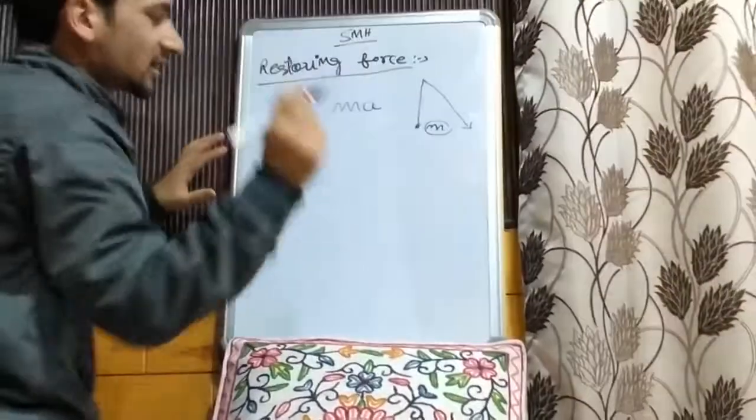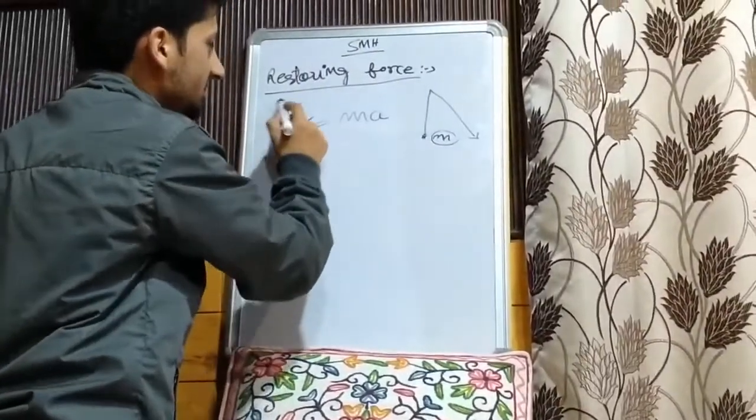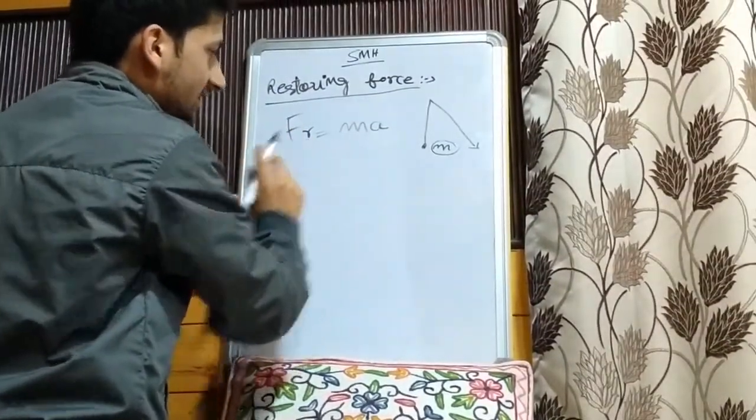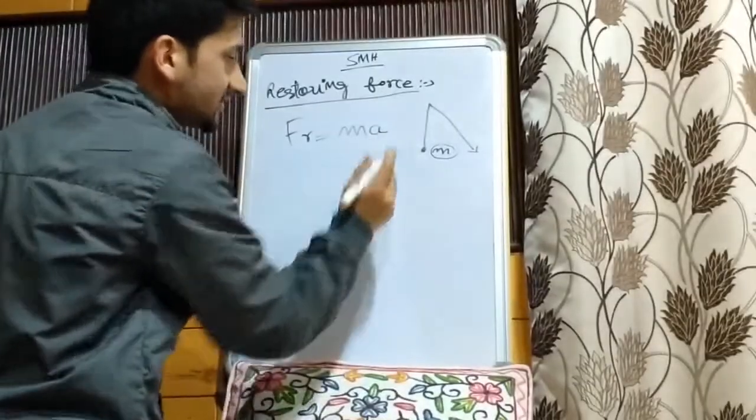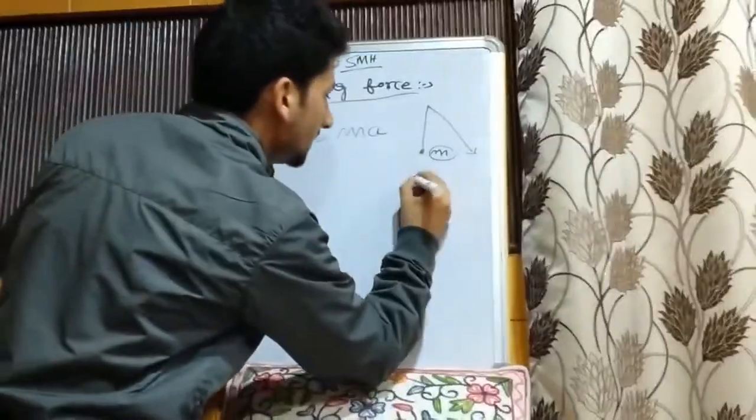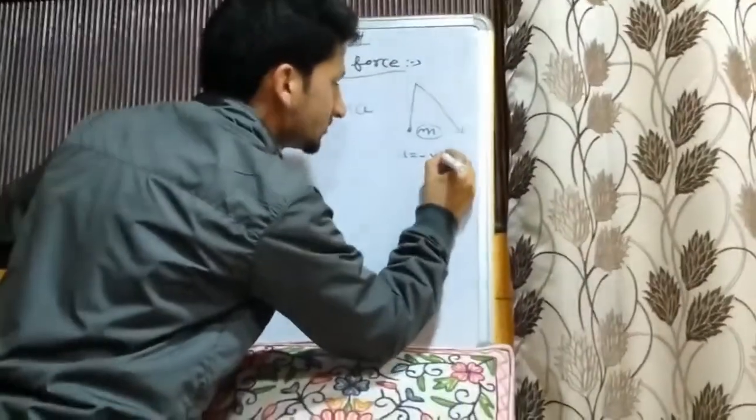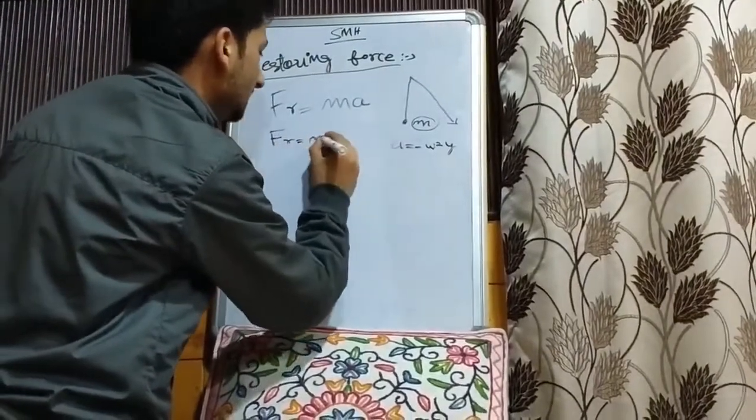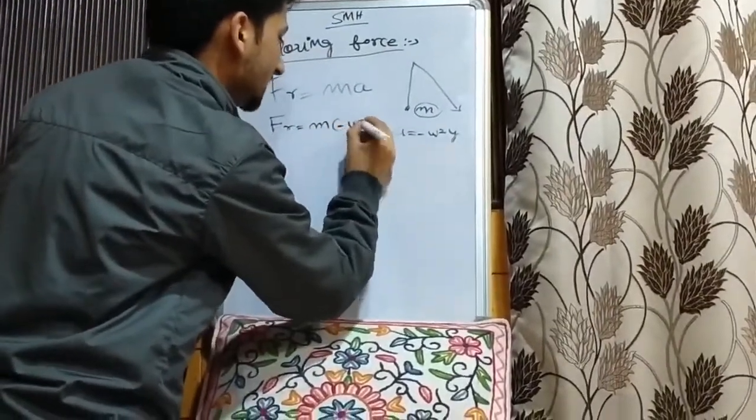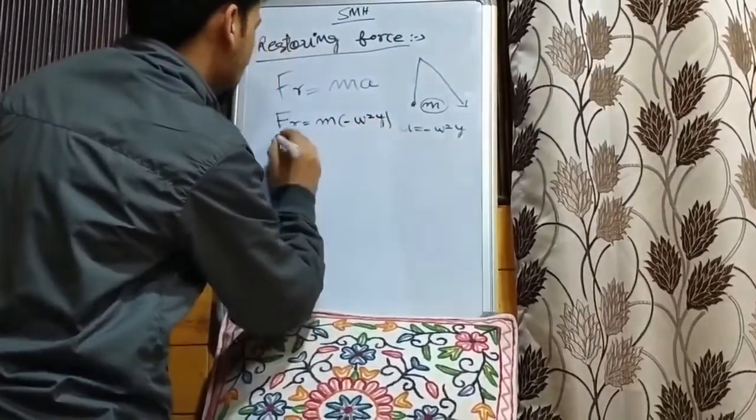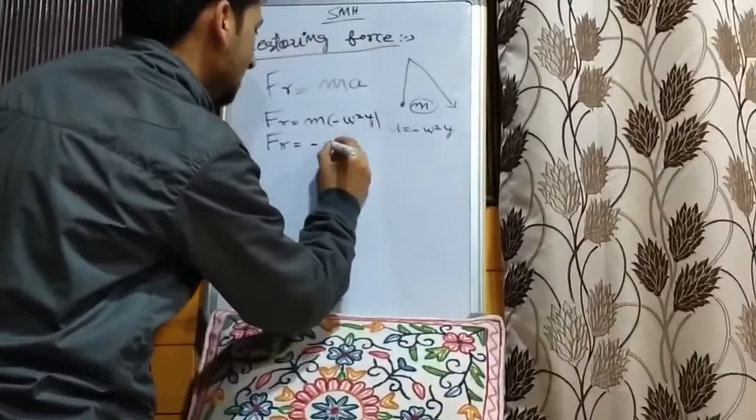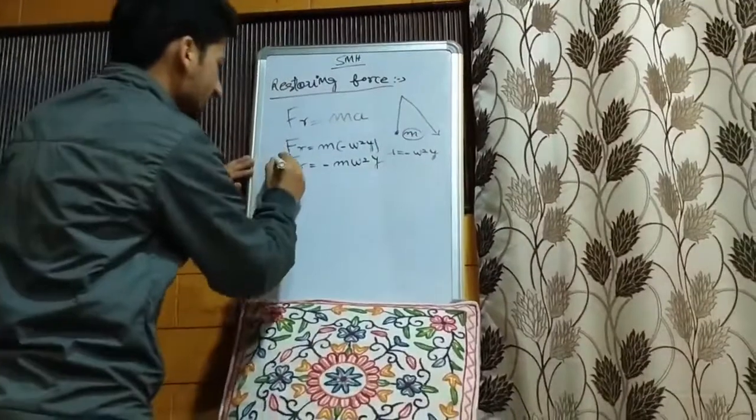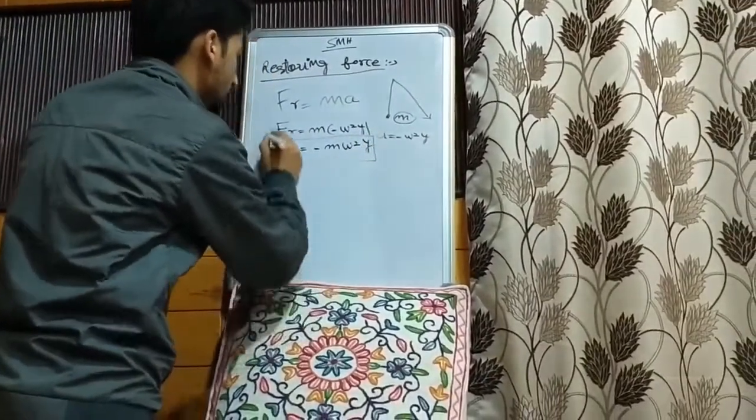So to calculate this force, we're gonna be using the simple equation F is equal to ma, where Fr is the restoring force, m is the mass of this body, and acceleration, we already know, is a equal to minus omega square y. So Fr will be equal to m times minus omega square y. So restoring force will be equal to minus m omega square y. So this is the equation for the restoring force.